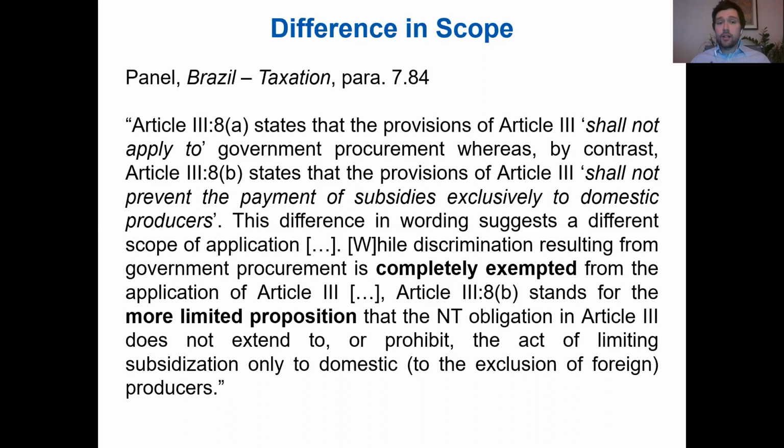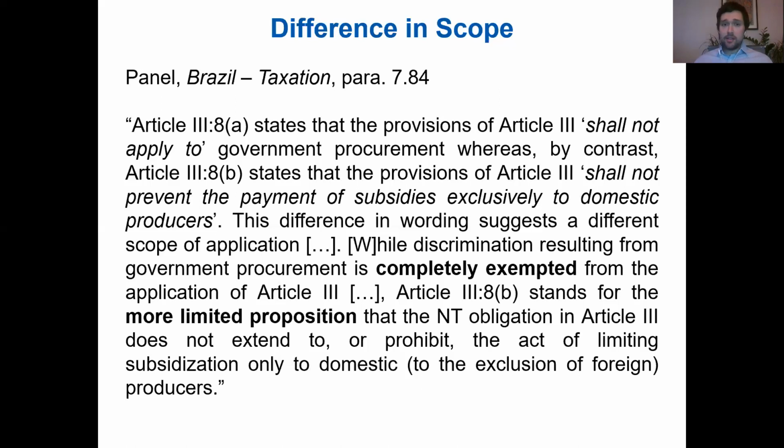So as for Article 3.8a, discrimination resulting from government procurement is completely exempt from the application of Article 3. So it's the right that each WTO member has. So Article 3 just simply doesn't regulate those matters. Article 3.8b stands for the more limited proposition that the national treatment obligation does not extend to or prohibit the act of limiting subsidization only to the domestic producers, to the exclusion of foreign producers. So here the difference is between this exception and exemption legal approach.